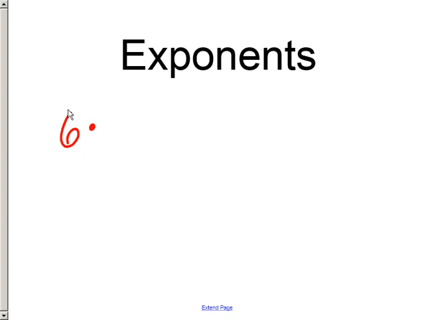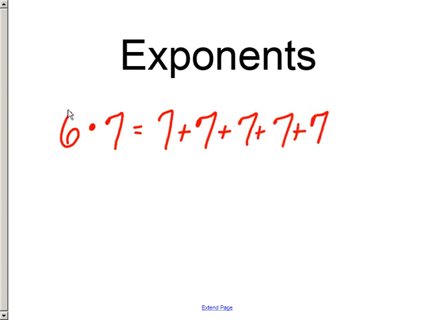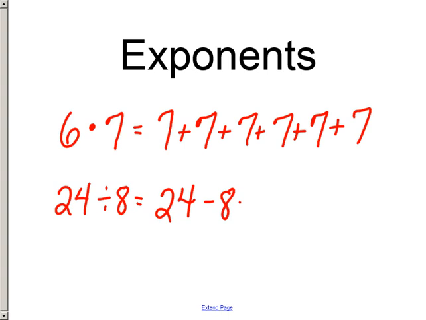You know, for example, that if I have something like 6 times 7, what that really means is 7 plus 7 plus 7 plus 7 plus 7 plus 7. So it really means to add the 7 6 times. And you probably know that division is really repeated subtraction. So for example, something like 24 divided by 8 really means how many 8s can you subtract from 24. So 24 minus 8 minus 8 minus 8. So multiplication is repeated addition.